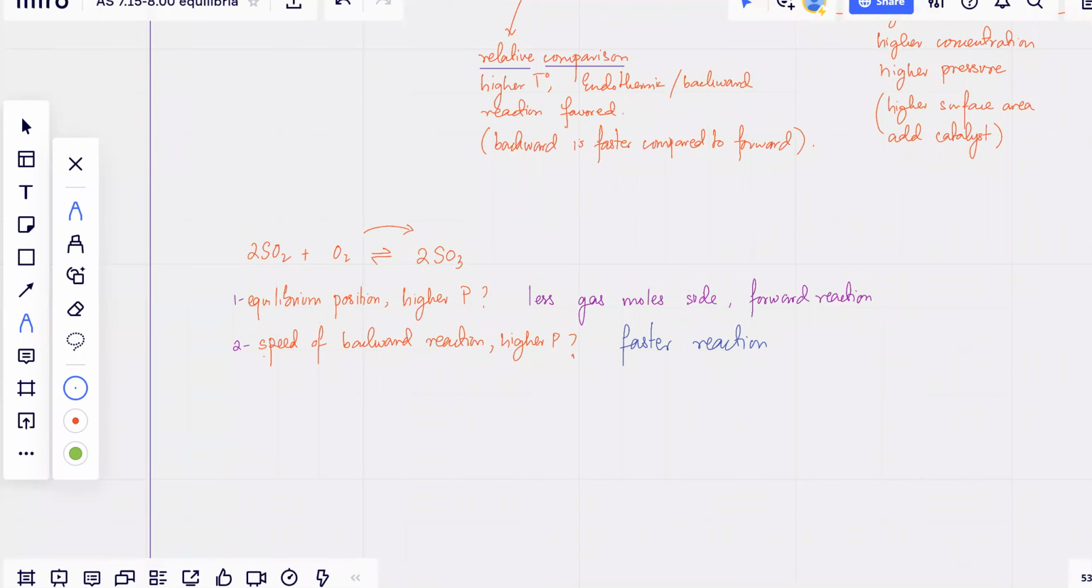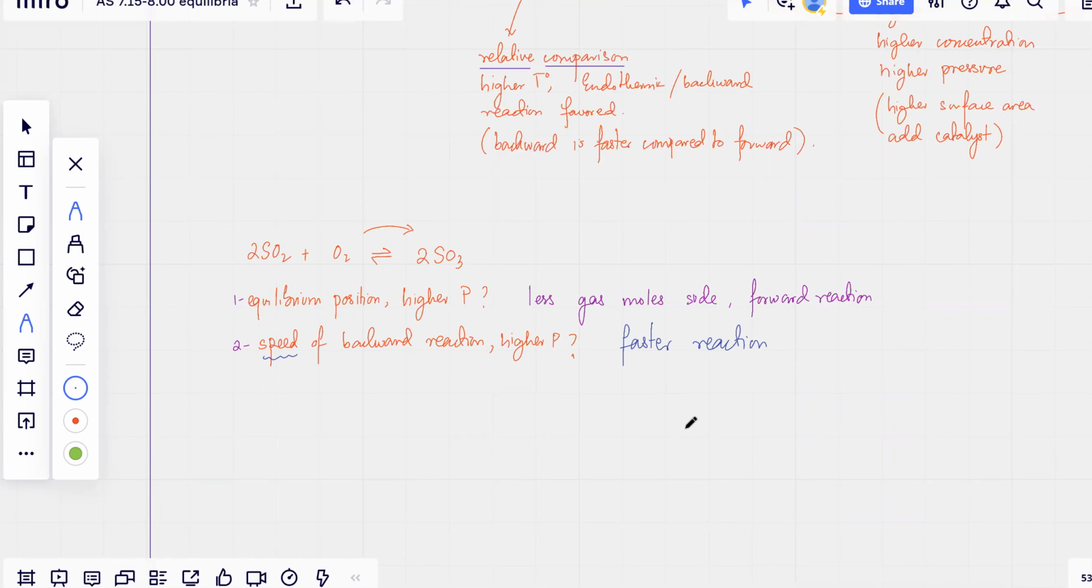So when they're talking about the speed of the reaction, they're not talking about the relative comparison. So both of them are going to speed up at higher pressure, whether it's the backward or the forward. Any reaction would speed up. But what this first statement states is that the forward would still be faster compared to the backward one. So both of them are speeding up, but the forward would still be faster compared to the backward one. Is this clear to everyone?